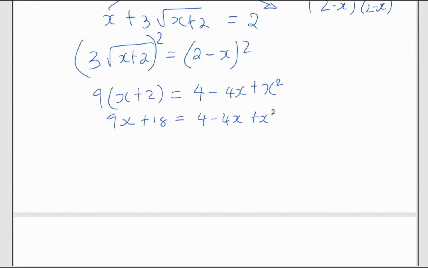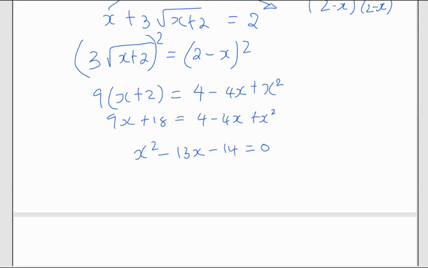Then I'll transpose and create a standard equation. So I'll have x squared. I move the 5 that side. I'm going to have minus 13x. When I move the 18 that side, I'll end up with negative 14 is equivalent to 0.